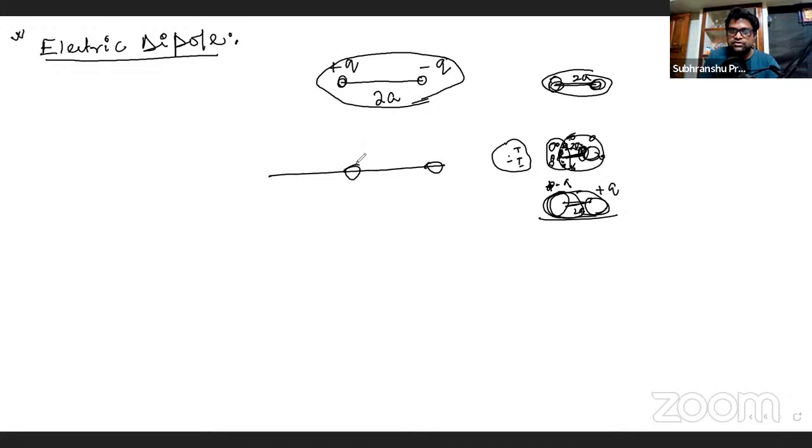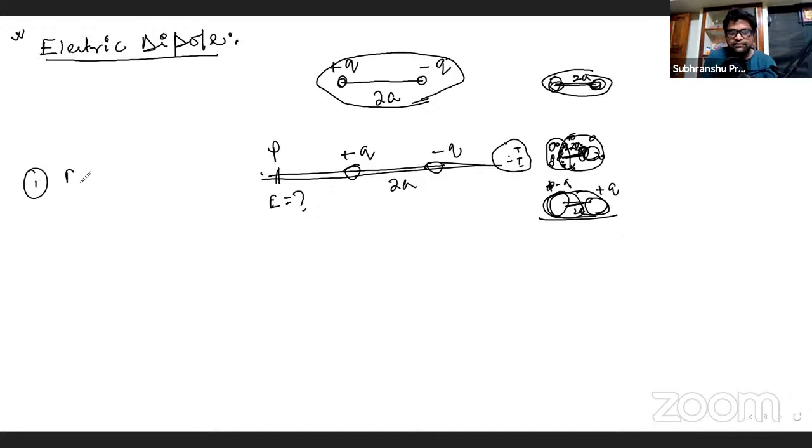On the axis means, these are the two charges, let's say plus q and minus q, separated by a distance 2a. So this is the axis of the dipole. At any point, let's say P, we'll find out the electric field on the axis. This is called the axial case.